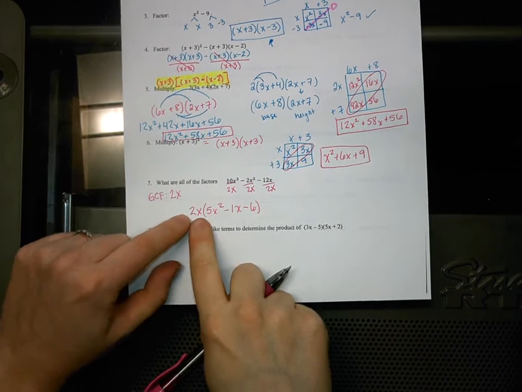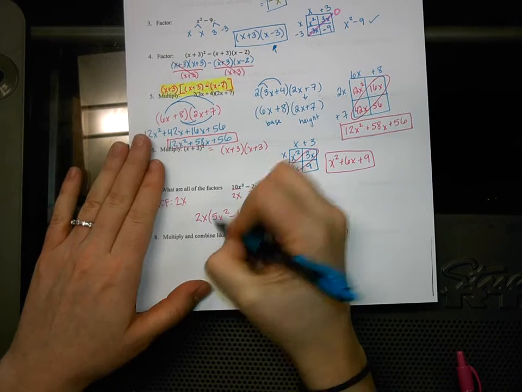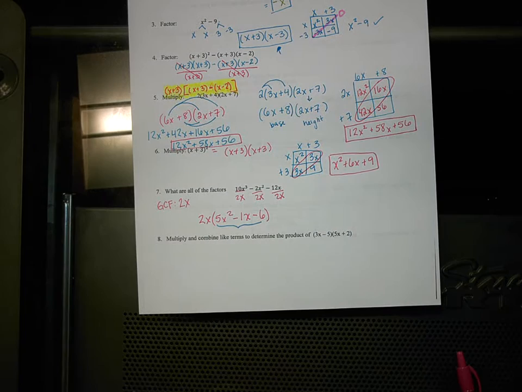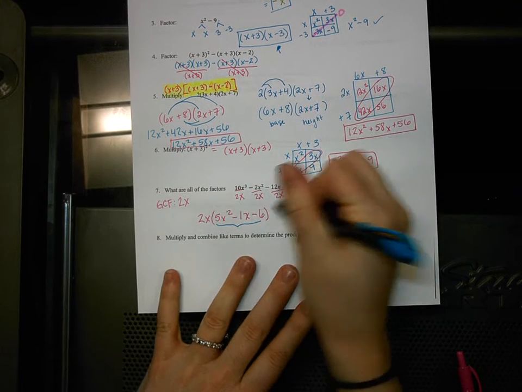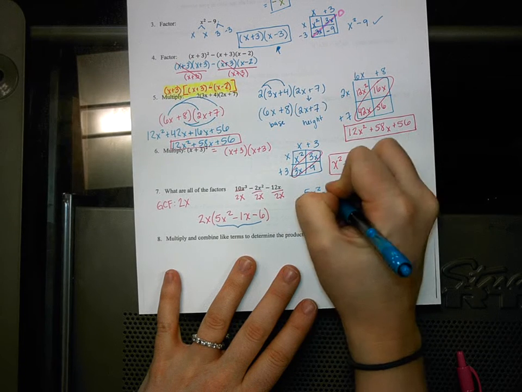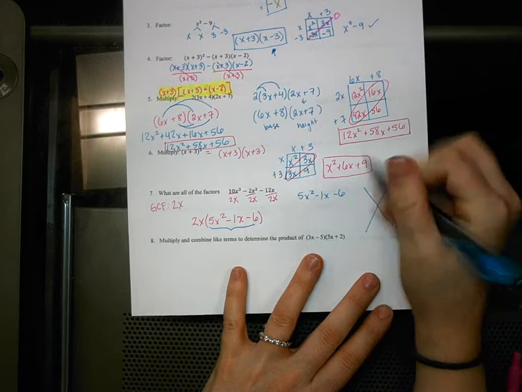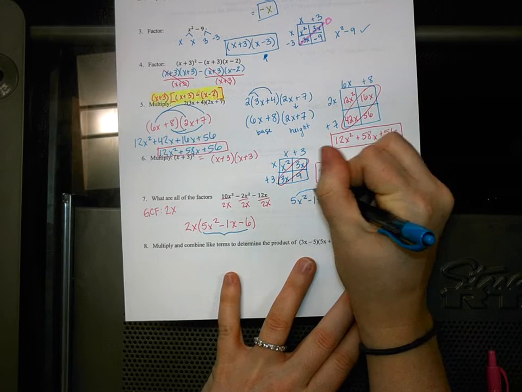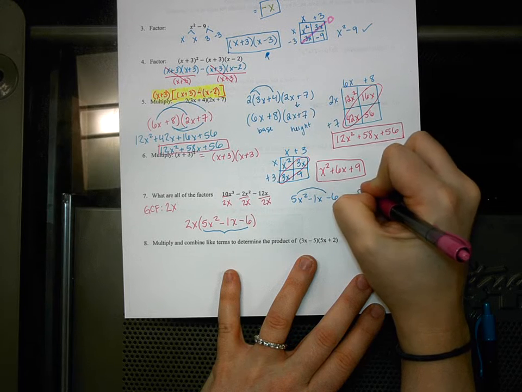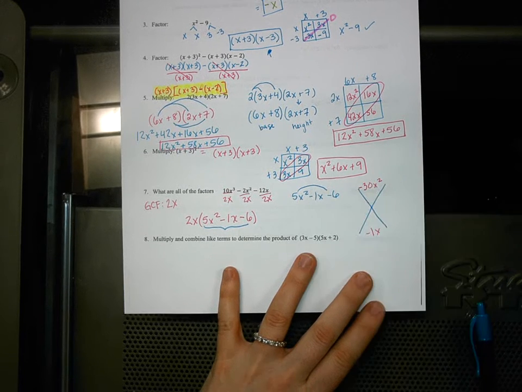This 2x is one of our factors, but the rest of my factors I need to get by factoring 5x squared minus 1x minus 6. So I'm going to factor this on the side, by using my diamond. Using the diamond, we multiply the first times the last, and that gives us negative 30x squared. The negative 1x goes to the bottom.